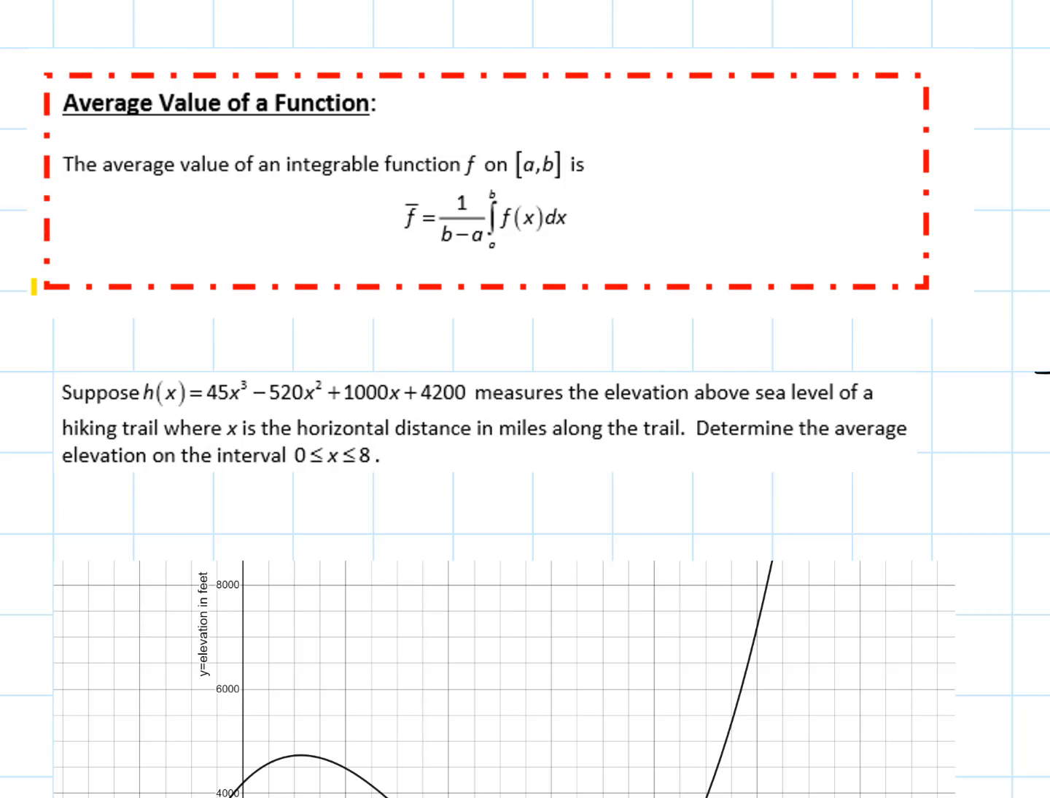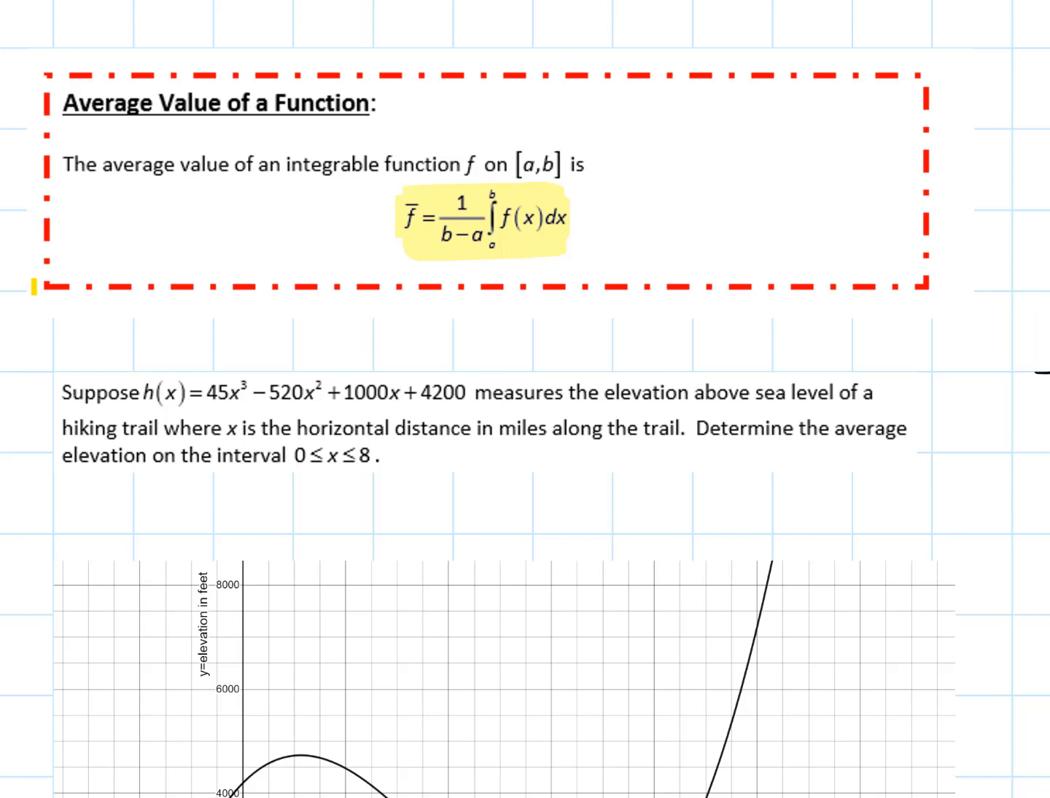Let's go ahead and talk about finding the average value of a function. It turns out that the average value of an integrable function f on the closed interval from a to b, and we do use this little f bar notation, the average value, is equal to 1 over b minus a, the length of the interval, times the integral from a to b of f of x dx. So this is going to be our formula for finding the average value of a function.